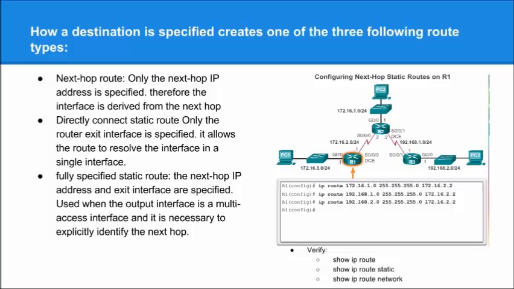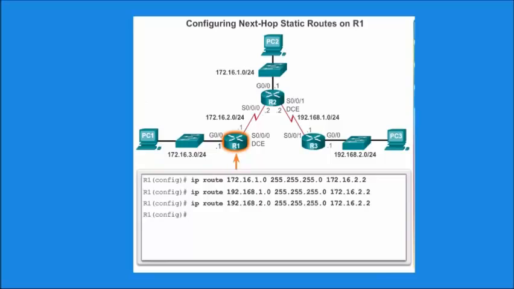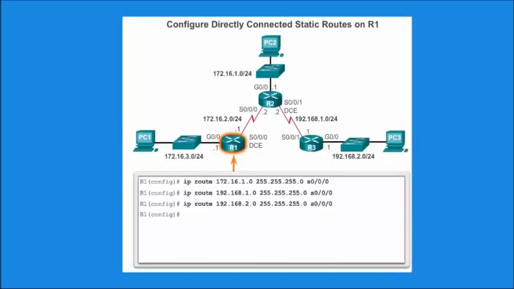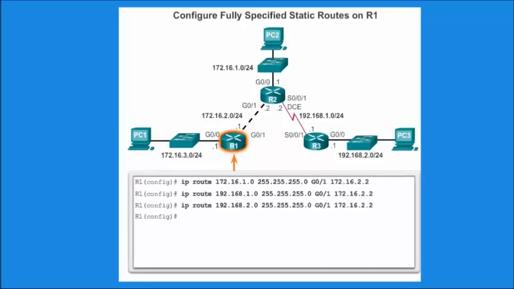To verify the static route, there are three commands: IP route, show IP route static, and show IP route network. To configure the next hop static route, we need the network address, the mask, and the next hop IP address. To configure directly connected static routes, we only give the exit interface at the end of the command. For the fully specified static routes, we give first the exit interface and next the next hop IP address.